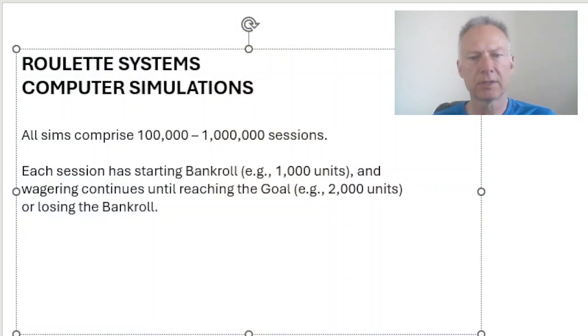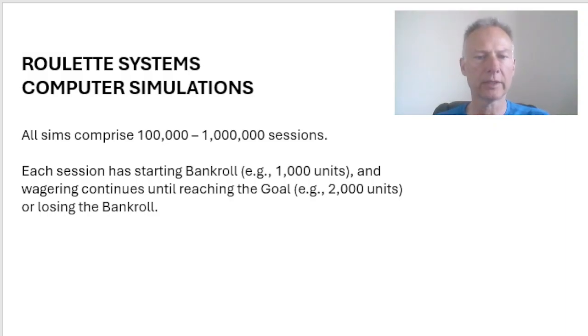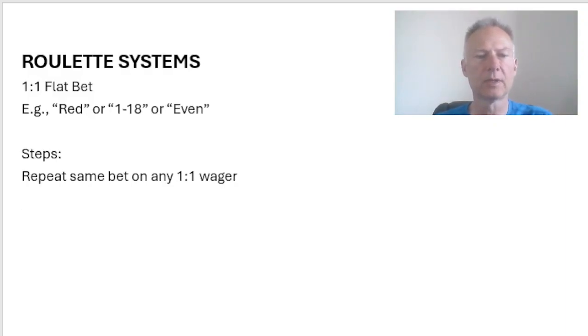So basically with these simulations, all of the sims I'm going to do are going to comprise between 100,000 and a million sessions. Well, let's go ahead and take a look at our first betting system, and this is going to be a simple betting system. We're going to flat bet.